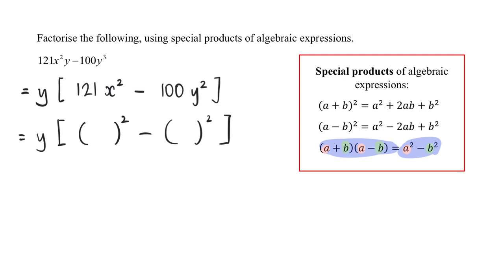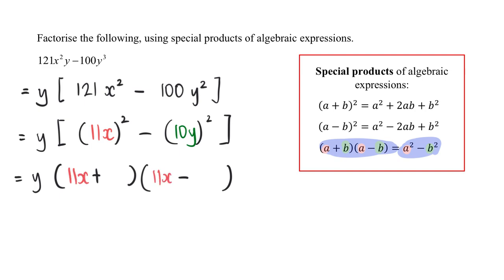121x squared. This one is actually (11x) squared, because 11 times 11 is 121. x times x is x squared. And this will be 10y, because 10 times 10 is 100. y times y would be y squared. And therefore, we have successfully identified our A and our B in the formula. So I would then have my 11x as my A, and my B is 10y.